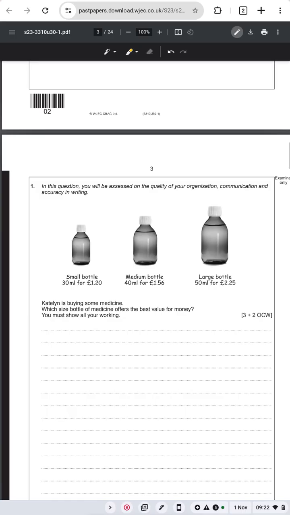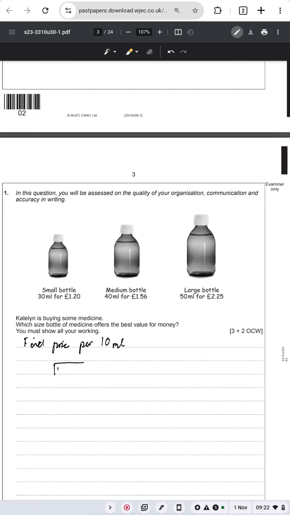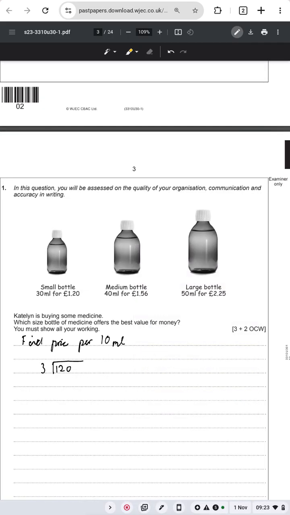So first of all, find price per 10 milliliters. So to make the small bottle down to 10 milliliters, we have to divide by 3. So we have to divide 120, so I'm going to do this all in pence because I think when we divide all these by the requisite numbers, we're going to end up in a price of pence. So we're going to divide this by 3. So there are 4 3s in 12, 0. So the small bottle is equal to 40 pence per 10 milliliters.